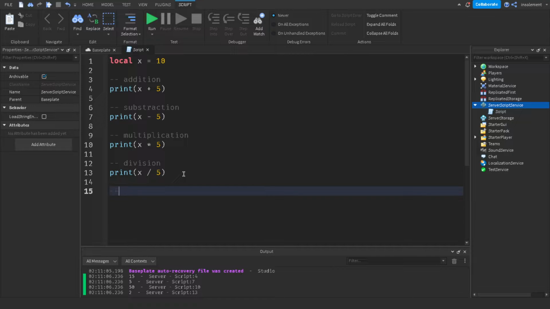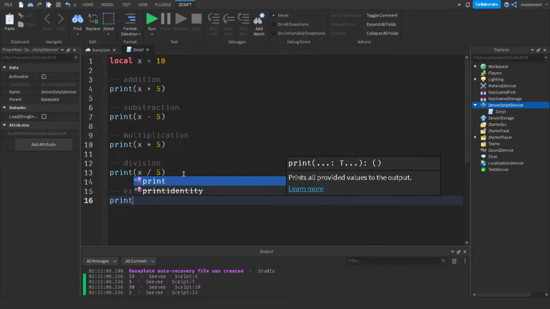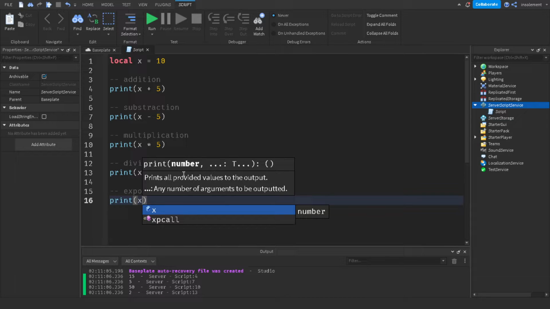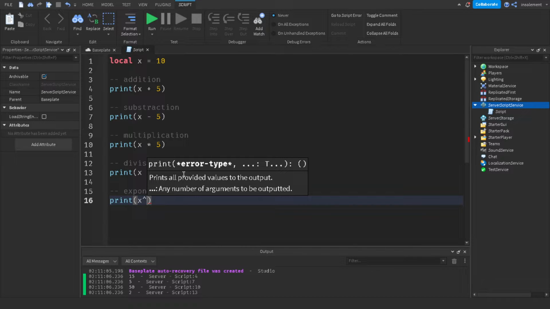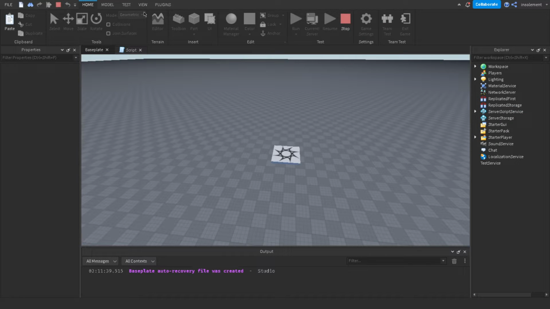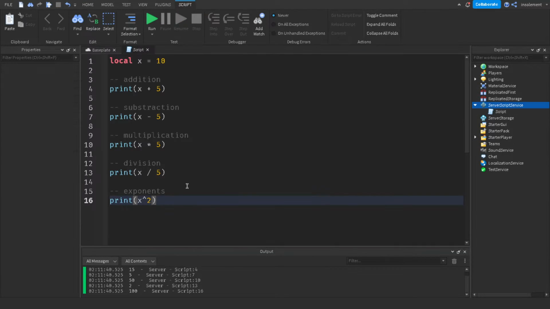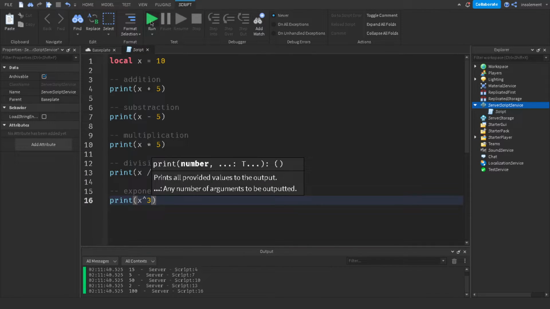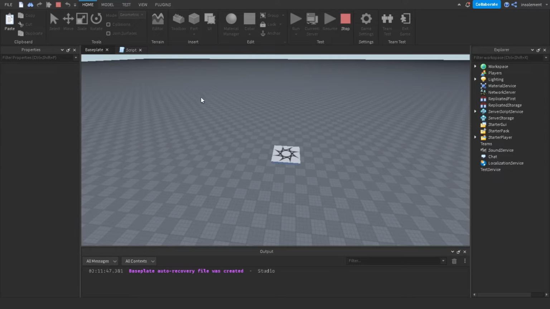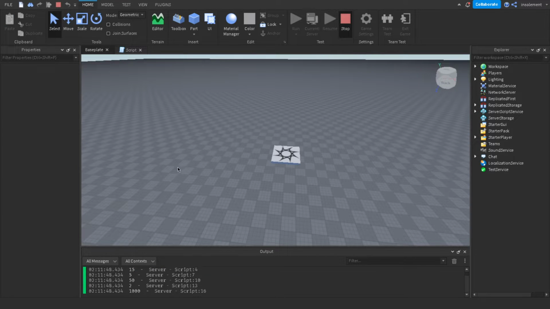So our next operator is exponents. Like normal exponents, we use the caret key. So x squared would be 100, because 10 times 10 is 100. And if we were to cube it, it would be 1000, right?